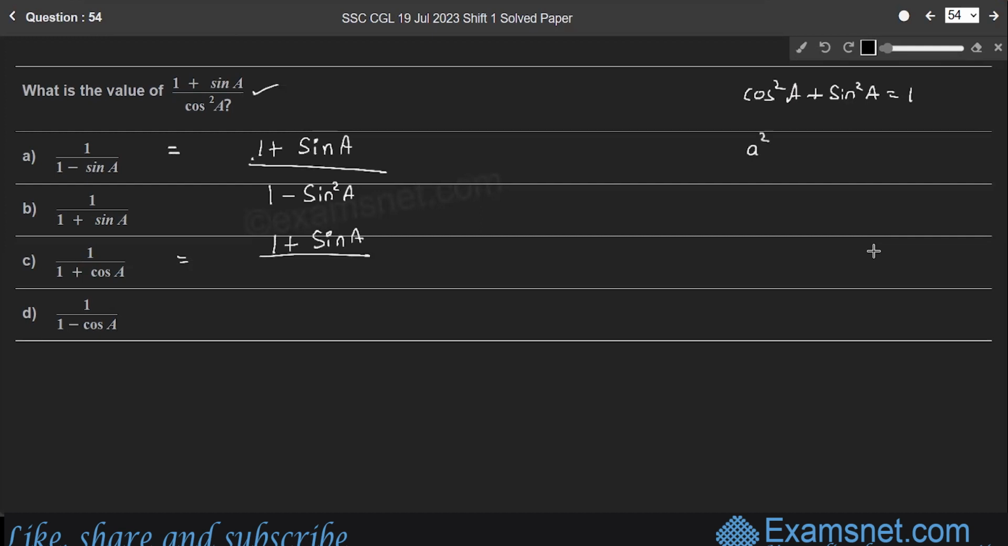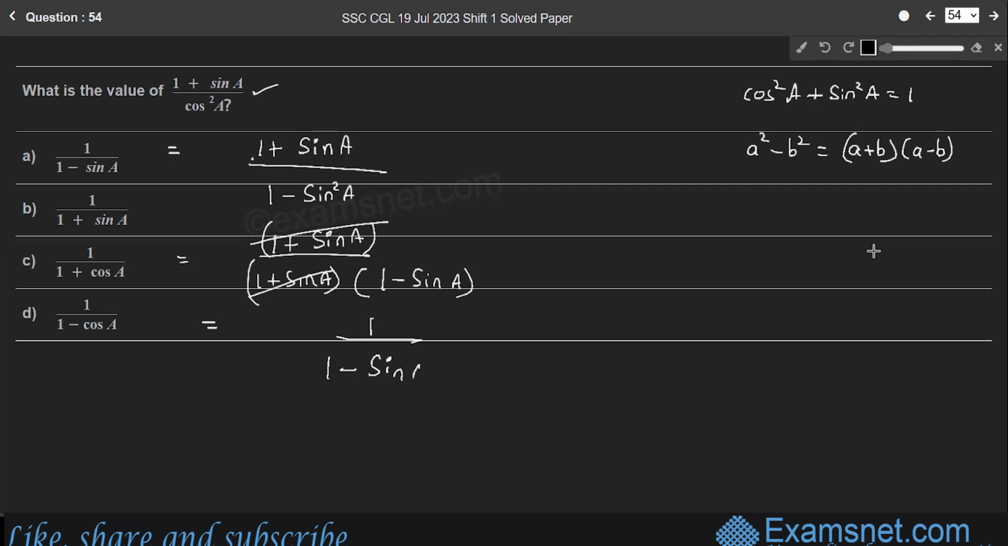Right? So here again, the denominator part is 1 minus sine square A, which is in the form of A square minus B square, which is (A plus B) into (A minus B). Therefore, 1 minus sine square A can be written as (1 plus sine A) into (1 minus sine A). So here we can cancel 1 plus sine A and 1 plus sine A. Therefore, 1 by (1 minus sine A) is the answer. So option A is the right answer.